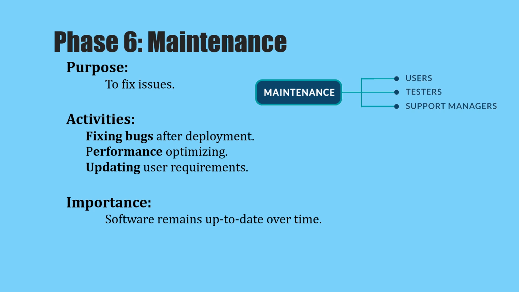For example, for the e-commerce website, maintenance might involve fixing bugs reported by users, optimizing the site for faster load times, or adding new features like a wish list or loyalty program based on user feedback. Maintenance could also include updating the site to comply with new security standards or integrating new payment gateways.